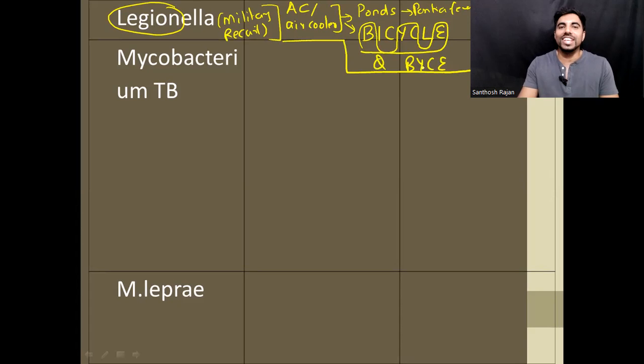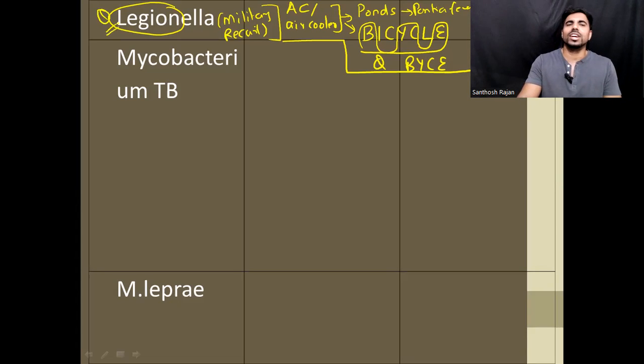That is buffered charcoal yeast extract. Okay, that you don't have to remember. Remember charcoal yeast, buffered charcoal, because the media is black in color. That's a buffered charcoal yeast. Okay, BYCE, doesn't matter. Remember bicycle, BYCE. So Legionella travels on the bicycle.